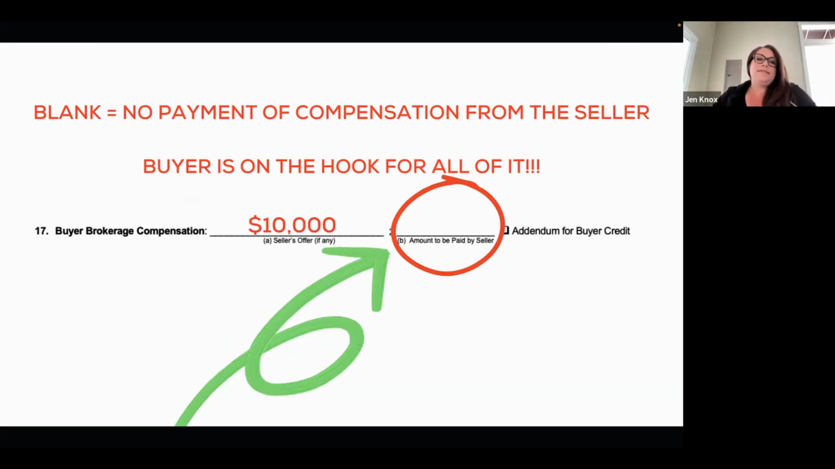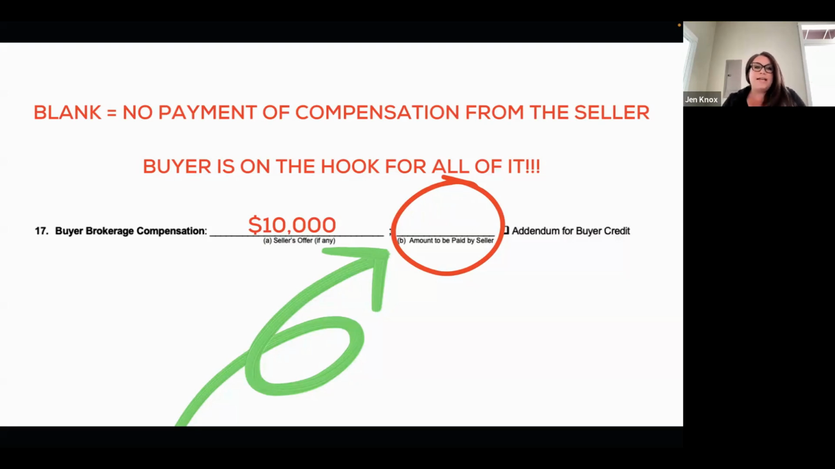If this space is left blank, then that means we are asking the seller to pay none of the compensation. That doesn't mean that you just don't get paid. That means that your buyer is on the hook, because everybody would have signed a buyer agreement stating specifically that if the seller does not pay the compensation, then it is the responsibility of your buyer. So in all situations, you should have a number in that space or be prepared for the conversation that your buyer is going to be taking care of that.